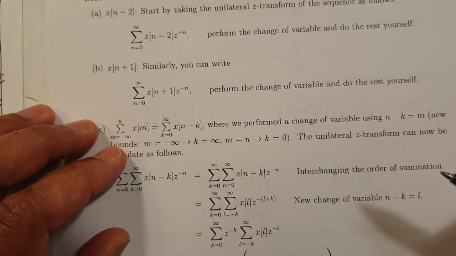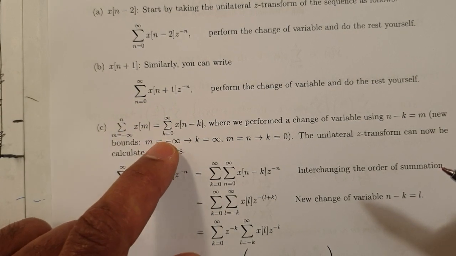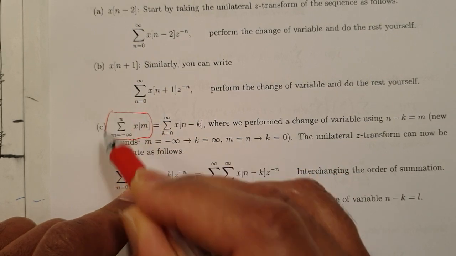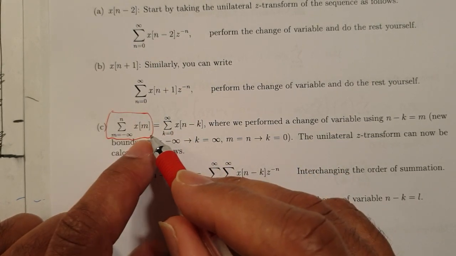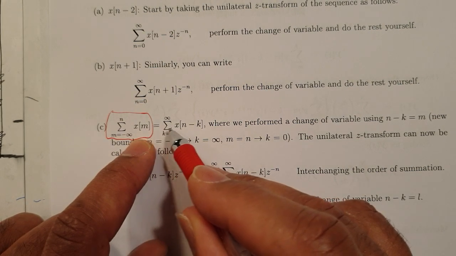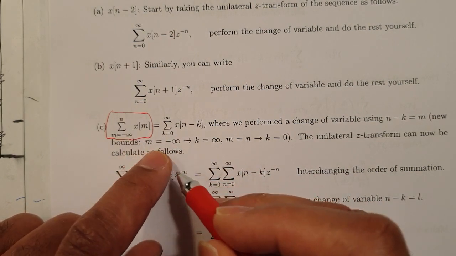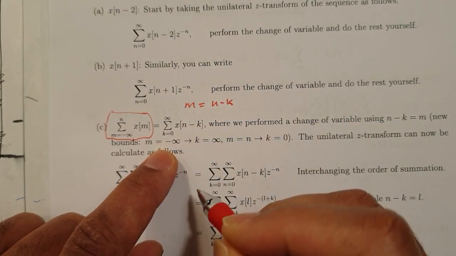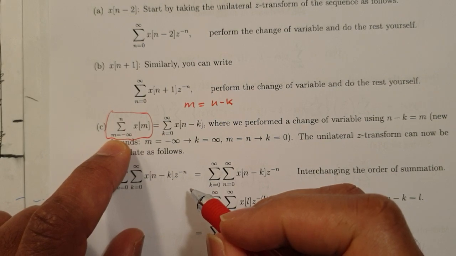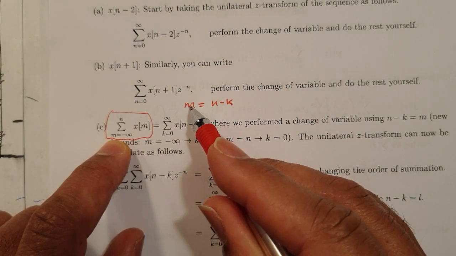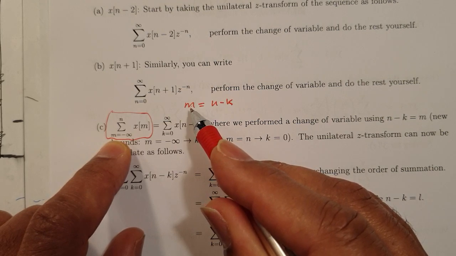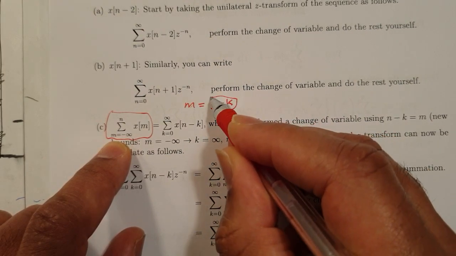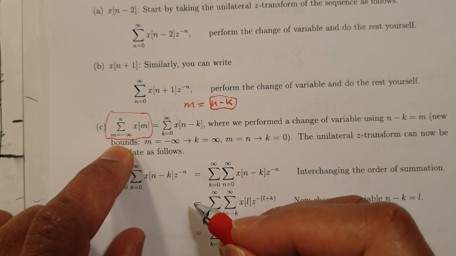And so, focusing on this one here, we have to write this in a more suitable form, which is this one, just a change of variable. I replaced m by n minus k, and then I figure out what the other limits would be. So if m is replaced by n minus k, then when m is infinity, k is n minus m.